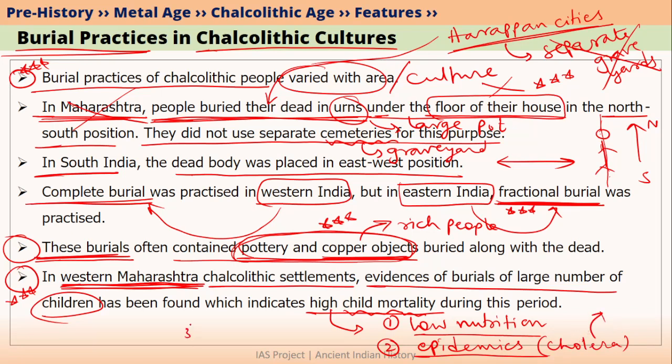One another reason is that these people were not consuming milk. And the consumption of milk is very important in children compared to adults. These people were mainly rearing animals for their meat, probably not for milk. So this is also one more reason that children were not getting proper nutrition during the Chalcolithic age. So this is basically a case where in western Maharashtra we have found evidences of burials of large number of children.